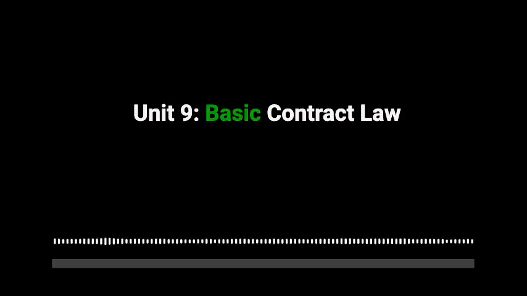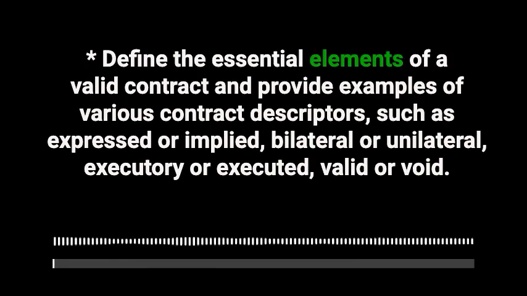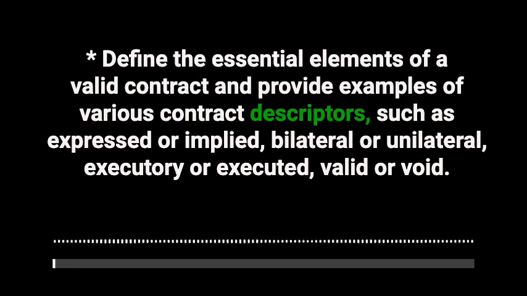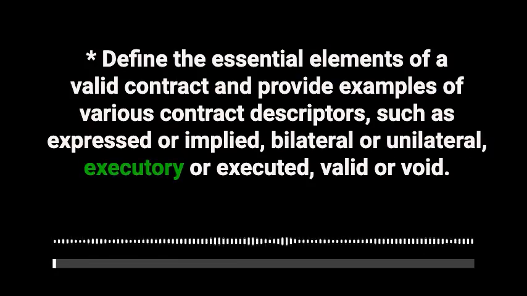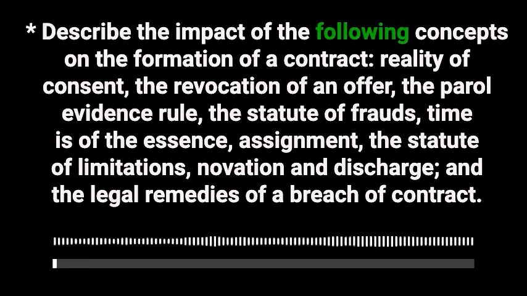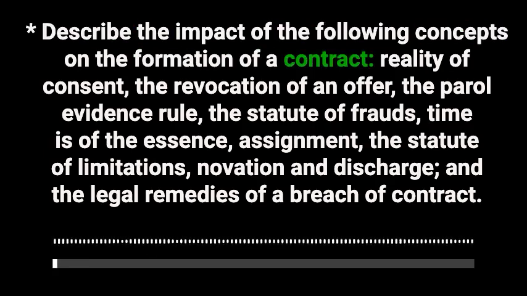Unit 9, Basic Contract Law. Learning Objectives. When you have completed this unit, you will be able to accomplish the following. Define the essential elements of a valid contract and provide examples of various contract descriptors, such as expressed or implied, bilateral or unilateral, executory or executed, valid or void. Describe the impact of the following concepts on the formation of a contract.